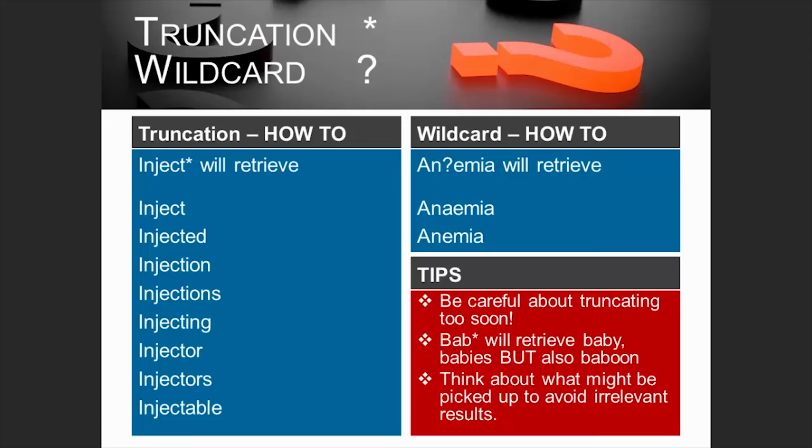As a tip, be careful with truncating too soon, as it can have disastrous consequences. For example, if you truncate BAB* in order to get baby and babies, you will also get results for baboons as well. So think about what you might pick up in order to avoid irrelevant results.